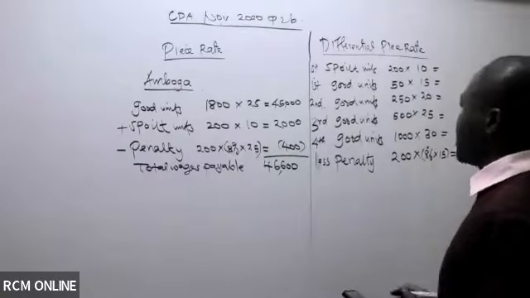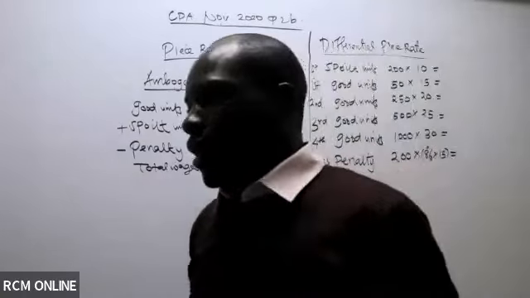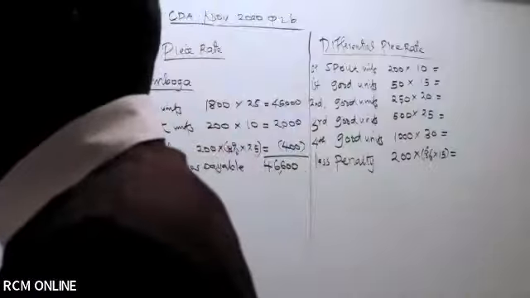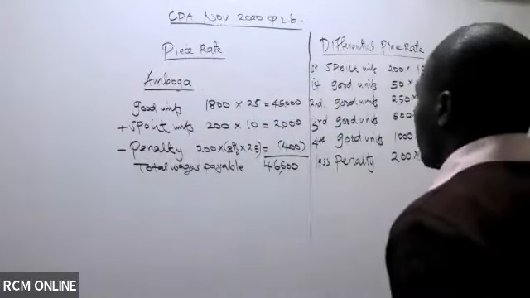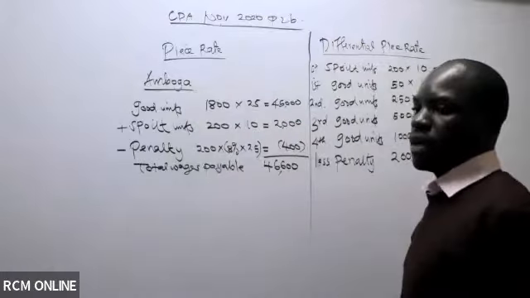So just start listing the amounts. Somebody is having a question here. Are we dealing with 1,800 or 2,000 units? How many units are produced by this person here?